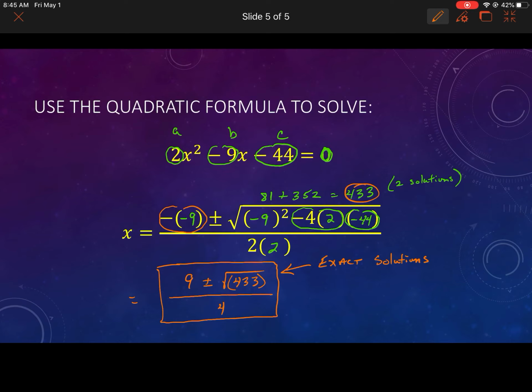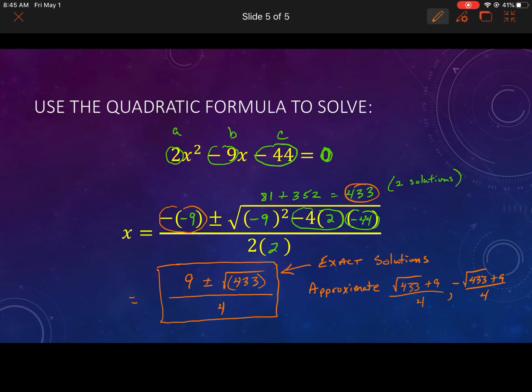If I ask you for approximate solutions, then I'll probably tell you to round it to the 10th place or the 100th place or some other place value. What that means is you have to actually calculate using your calculator the square root of 433. We have to add 9 and then divide the whole thing by 4. That gives us one answer. But then we also have to find the other answer: negative radical 433 plus 9, divided by 4. So we actually want those decimal values.